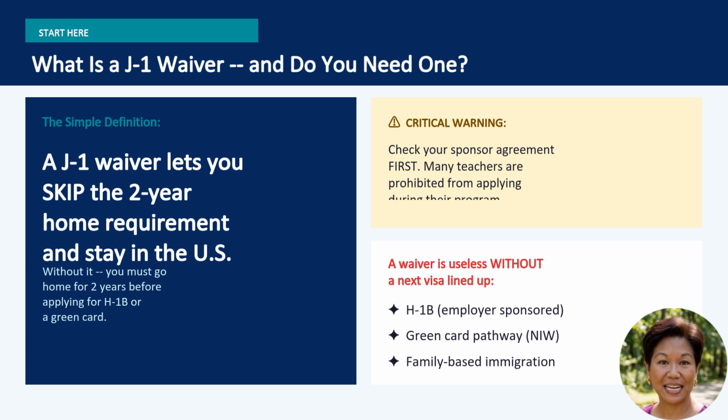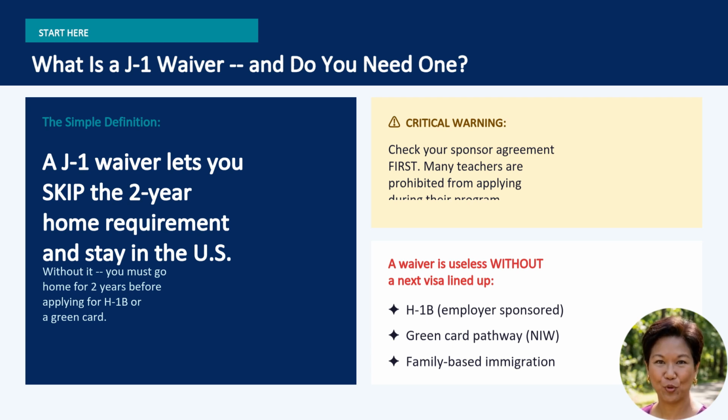Now, before anything else, I need to give you a critical warning. Many teachers sign an agreement with their J-1 sponsor that prohibits them from applying for a waiver during their program period. Violating this can result in non-renewal of your contract, termination of your visa, or future ineligibility, so check your sponsor agreement first before doing anything.